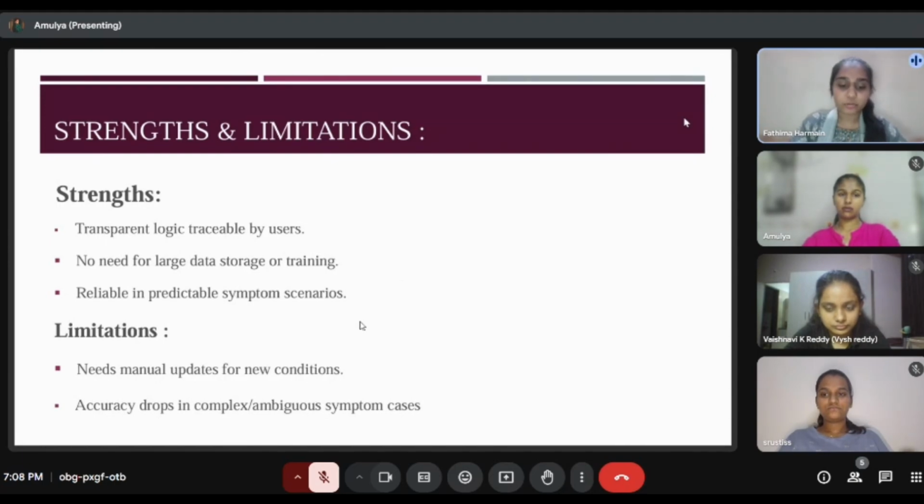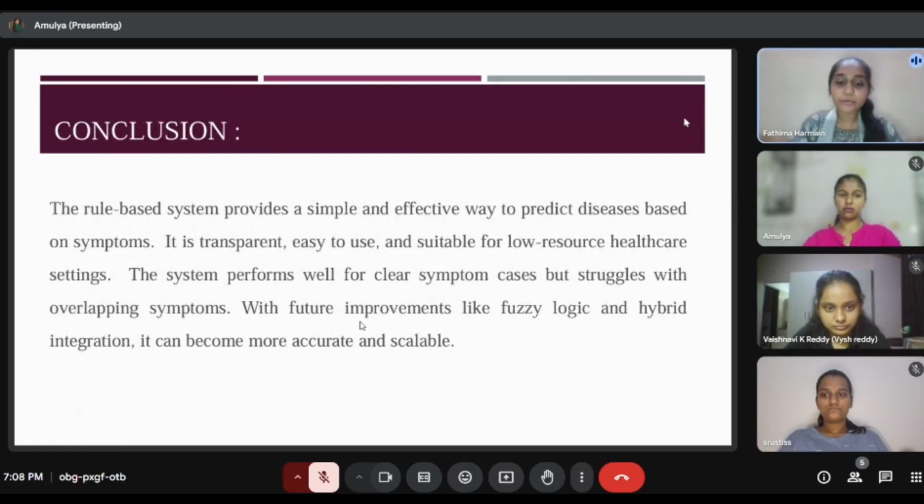So we arrived at the conclusion. In conclusion, our rule-based system successfully offers a practical, low-cost, and reliable approach for early diagnosis in limited settings. It performs well for simple cases and offers a great foundation for hybrid models. In the future, this system could be extended with probabilistic logic, fuzzy matching, or AI integration, making it more powerful while still remaining interpretable.